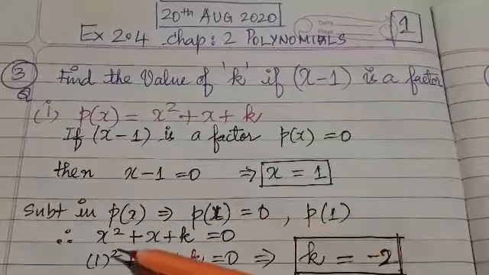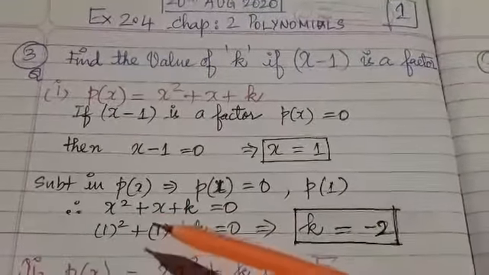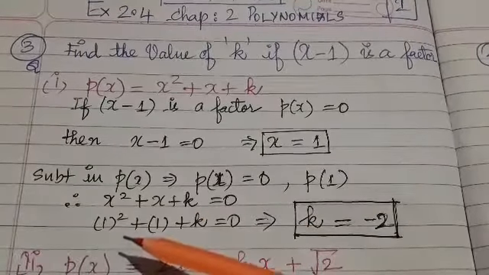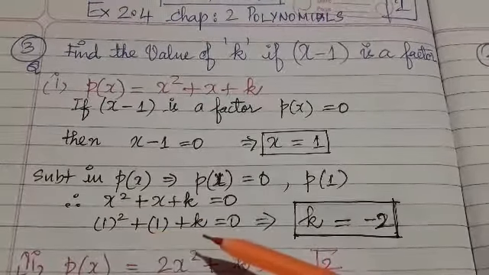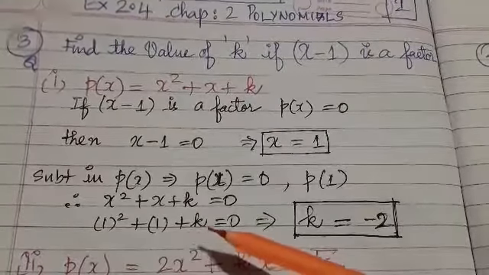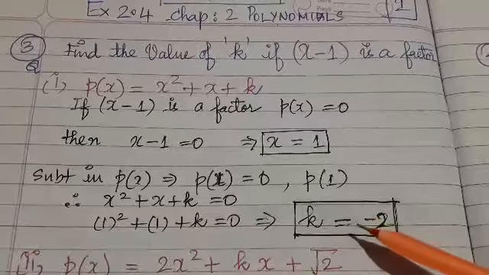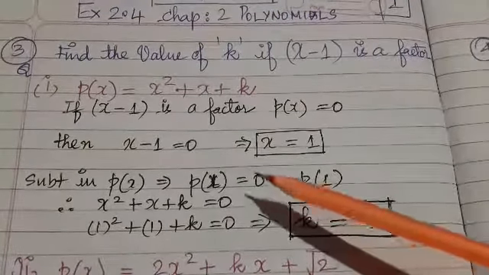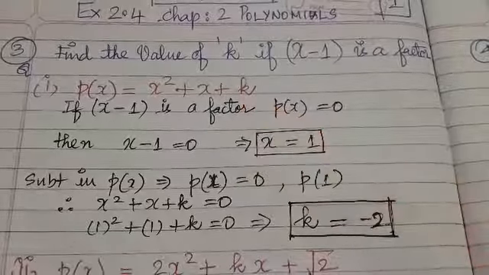P of x is what? x square plus x plus k equal to 0. In that, you substitute the x value. So if you substitute, what will you get? 1 square is 1, plus 1 is 2, plus k equal to 0. If you move to the other side, it will become k equal to minus 2. So the first problem's answer is k equal to minus 2.